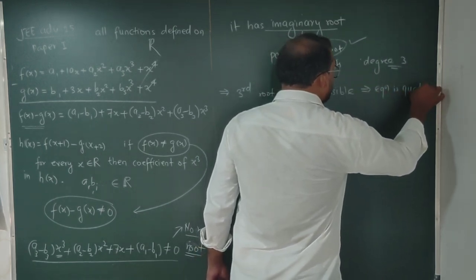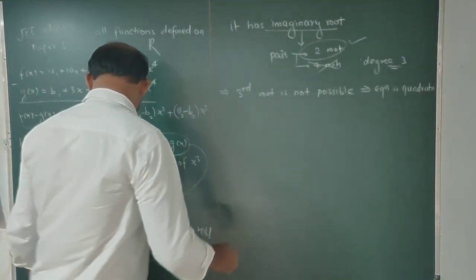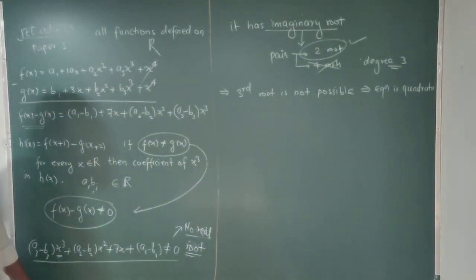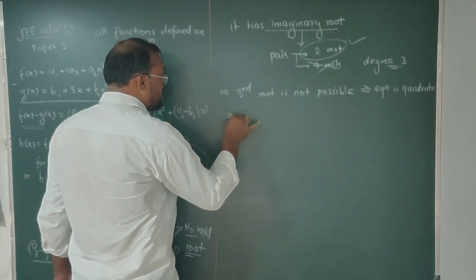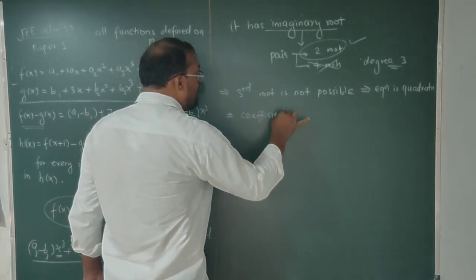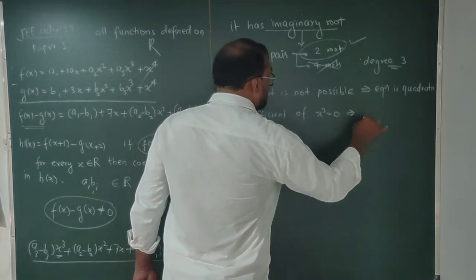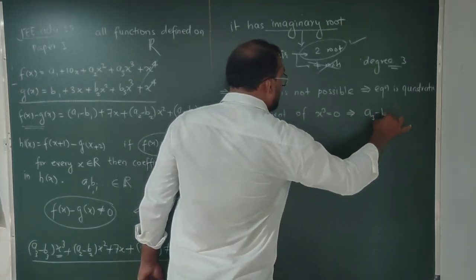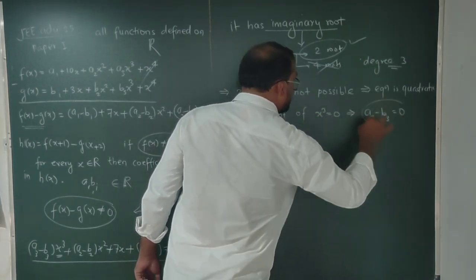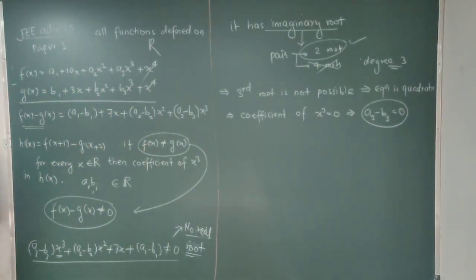And for the equation to be quadratic, the coefficient of x cube should be equal to 0, which implies that a3 minus b3 equals 0. This is the most important conclusion that we have drawn.